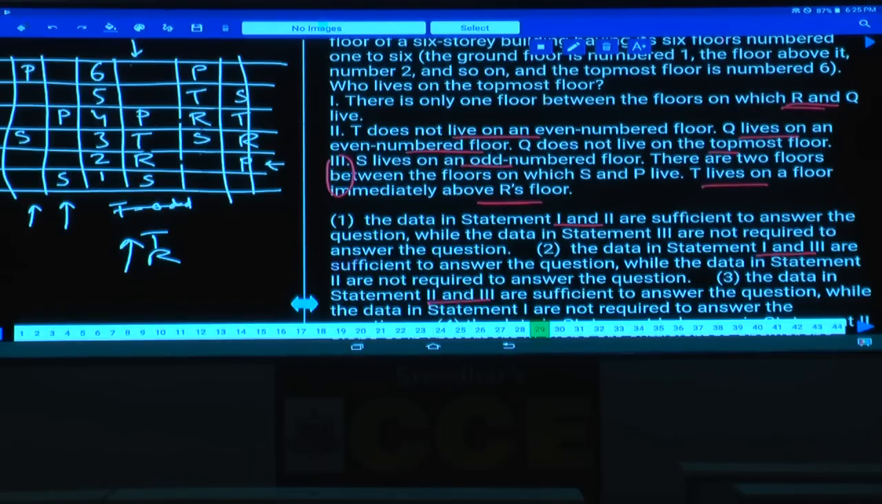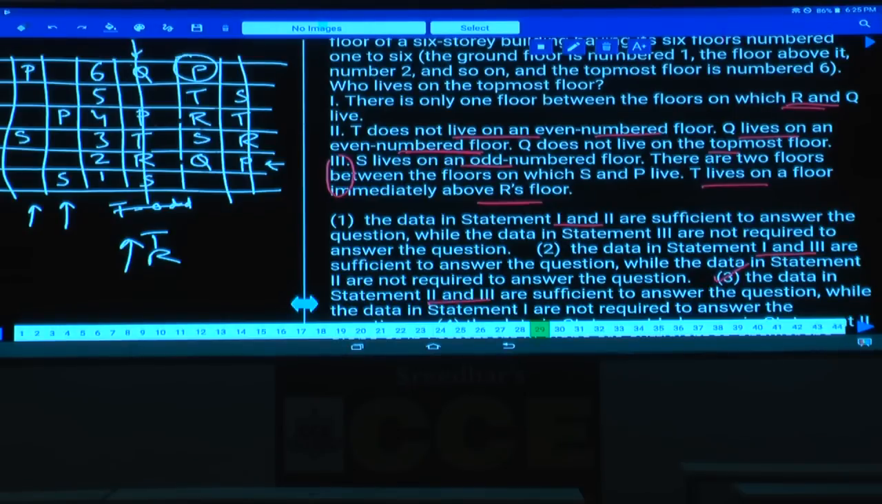T does not live on an even number floor, that means T lives on an odd number floor, and Q lives on an even number floor. As Q lives on an even number floor, in this one Q will be here, and in this one Q will be here. Q does not live on the topmost floor, so this is also ruled out. Then who is the person on the topmost floor? P is the person. Then which statements are required? 1, 2 and 3 is sufficient in order to determine the answer.